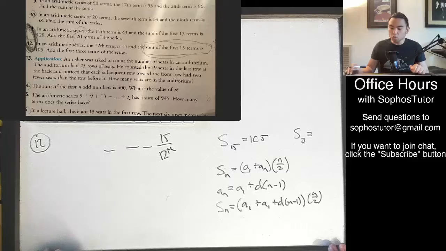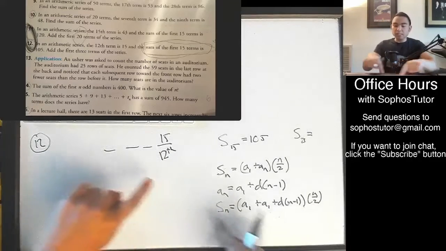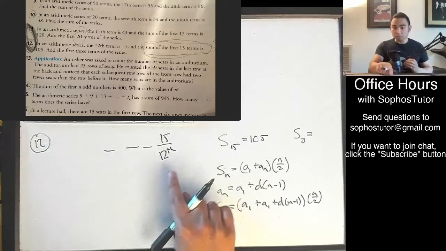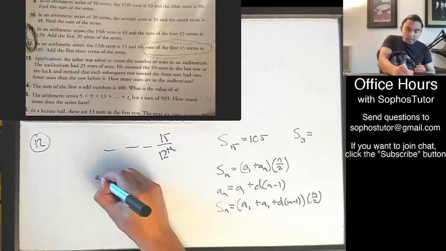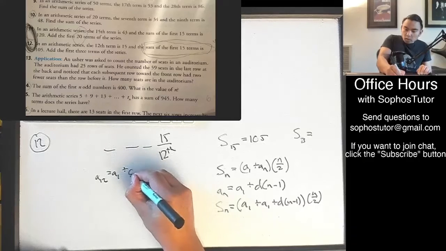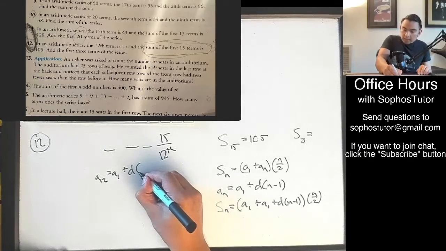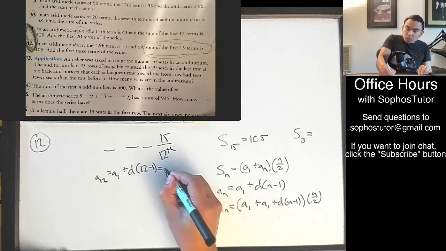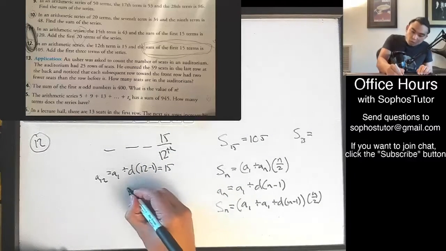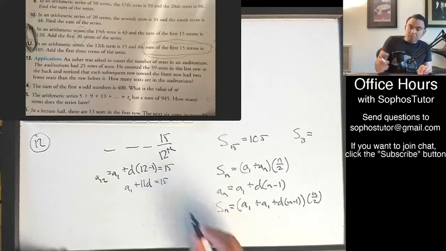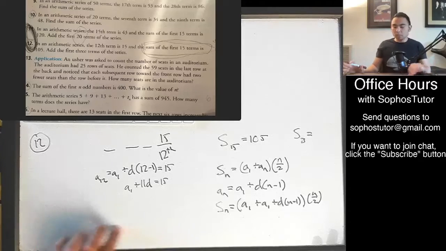So what does that tell us here? Well, there are a couple of ways that we can substitute into these formulas. First of all, we know that the 12th term is equal to 15. So that means a sub 12 has to equal a sub 1 plus whatever d is times 12 minus 1, and this should equal 15. So therefore, a sub 1 plus 11d is equal to 15. Okay, so we know that for now.